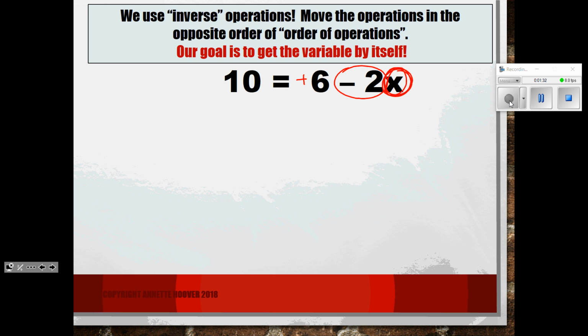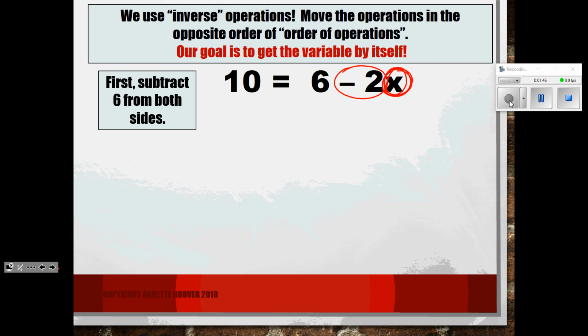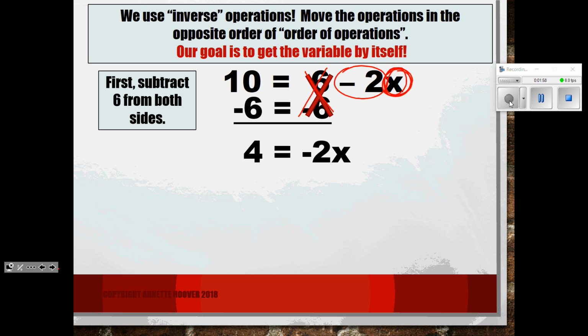So on this side, we have a positive 6, and we want to do the opposite of a positive 6, which means we are going to subtract 6 on both sides of the equation to start out with. And what you do to one side, remember that you have to do to both sides. So we're going to subtract 6 from both sides. When you have a 6 and a negative 6, that becomes 0, so we say that those cancel out. On the left side, we have 10 minus 6, which is 4. On the right side of the equation, we still have negative 2 being multiplied by the variable.